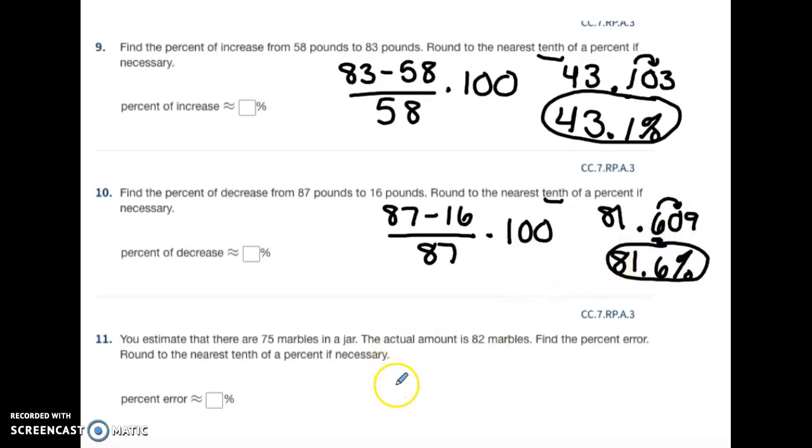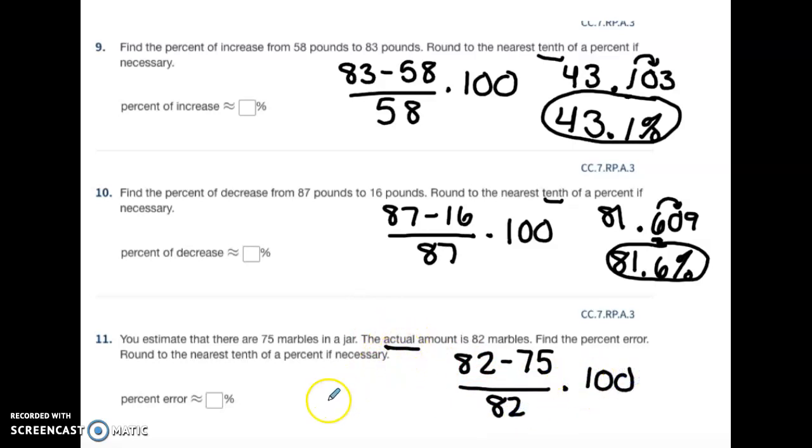You estimate that there were 75 marbles in a jar. The actual amount is 82 marbles. Find the percent error. So for percent error again, we do bigger number minus smaller number divided by the actual. So here's the actual amount, 82, times 100. Be careful to look for the actual.